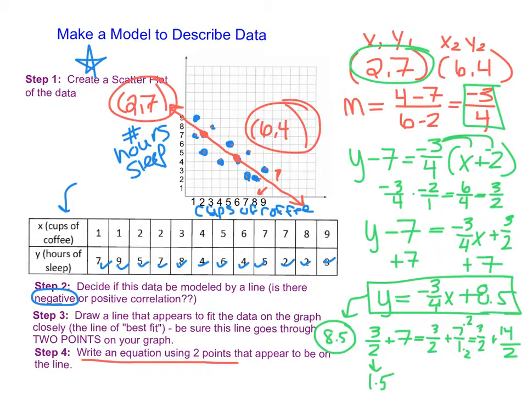Ultimately, your equation using those 2 points will be about this line of best fit. It should be something similar. It should have a negative slope around negative 3/4 with a y-intercept around 8.5. And we can even see our line crosses at the y-intercept at about 8.5.